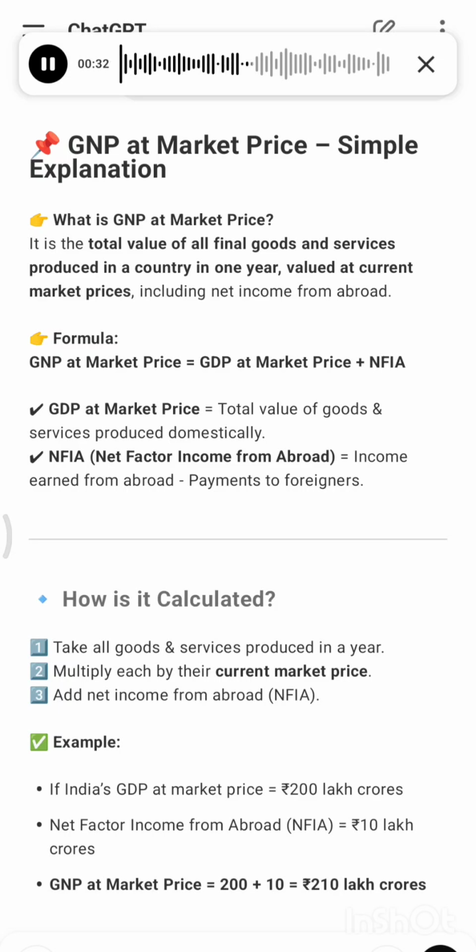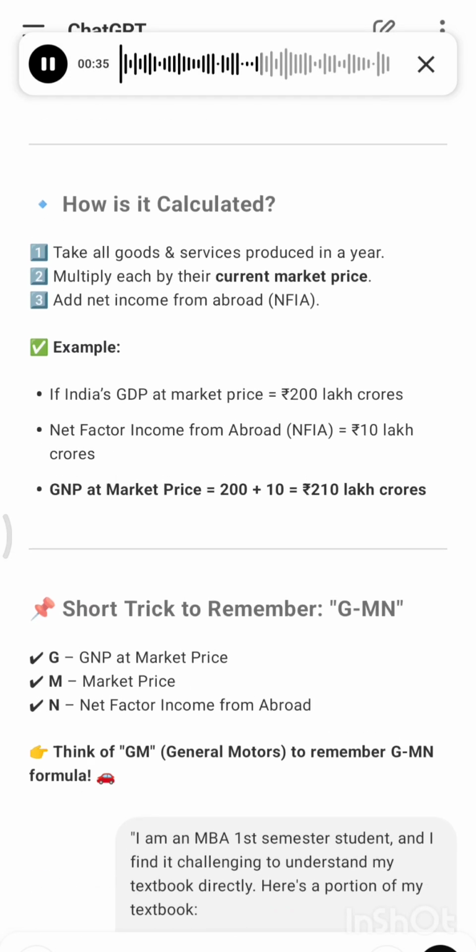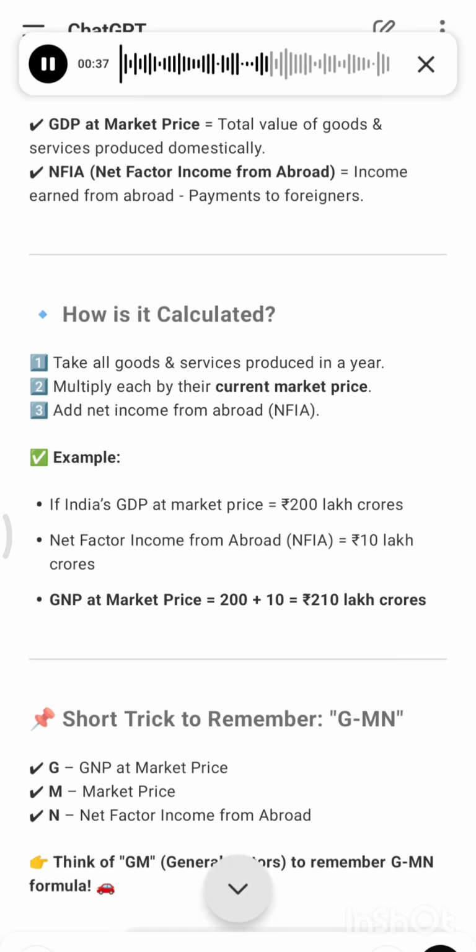How is it calculated? 1. Take all goods and services produced in a year. 2. Multiply each by their current market price. 3. Add net income from abroad, NFIA. Example: if India's GDP at market price equals 200 lakh crores and net factor income from abroad, NFIA, equals 10 lakh crores, GNP at market price equals 200 plus 10, 210 lakh crores. Short trick to remember: GMN, GNP at market price, N, net factor income from abroad. Think of GM, General Motors, to remember the GMN formula.